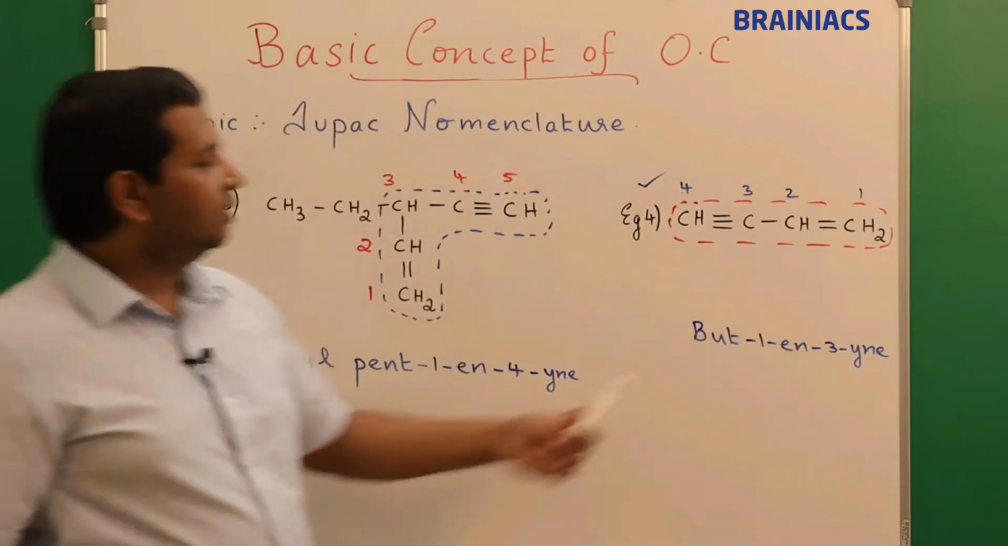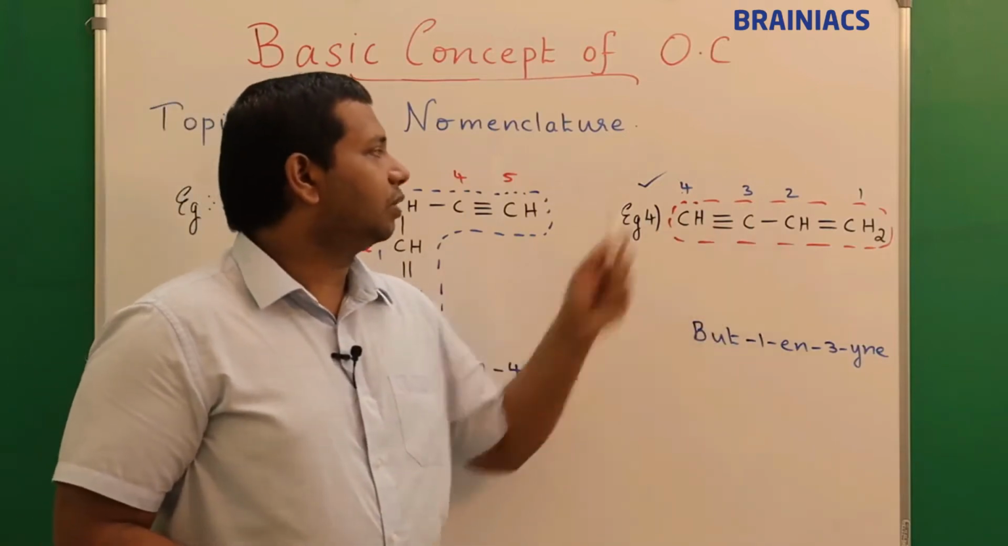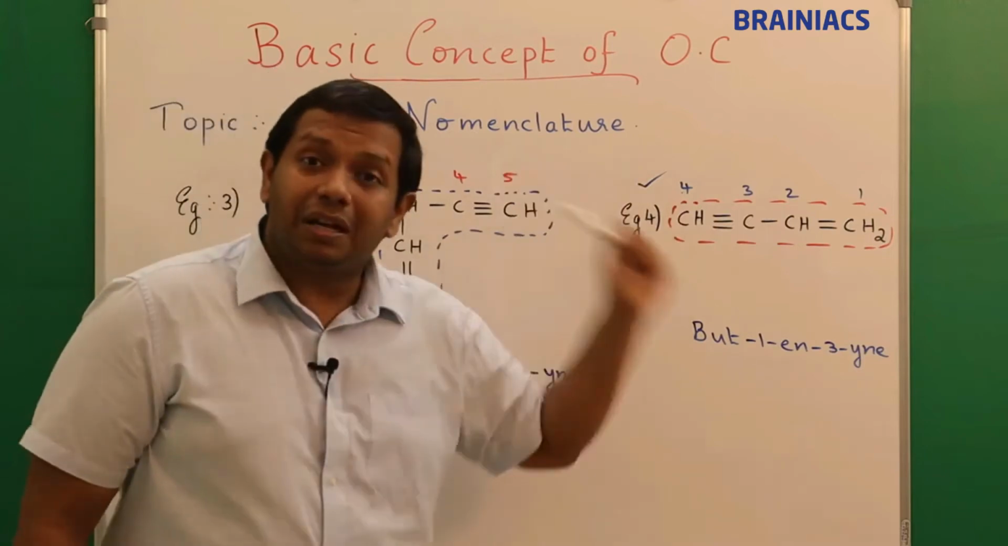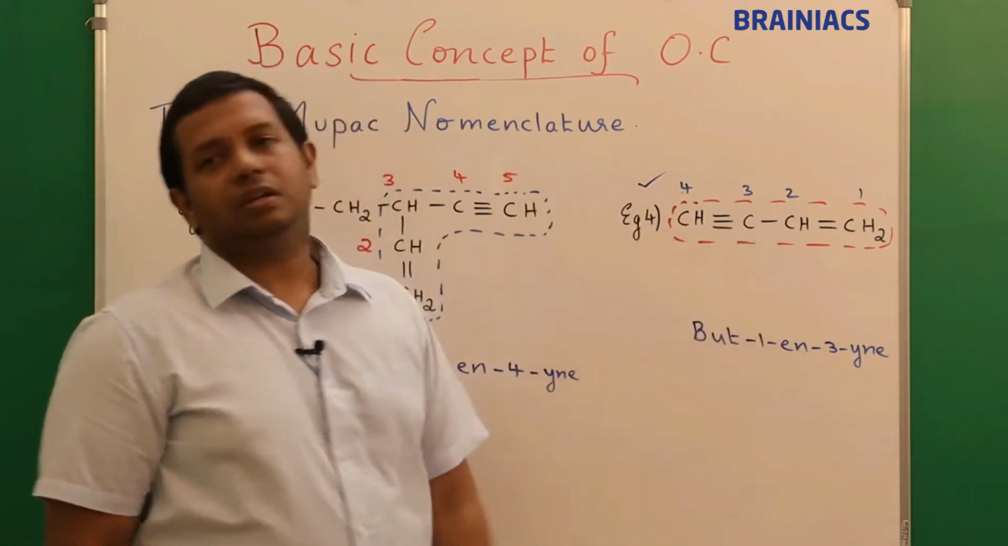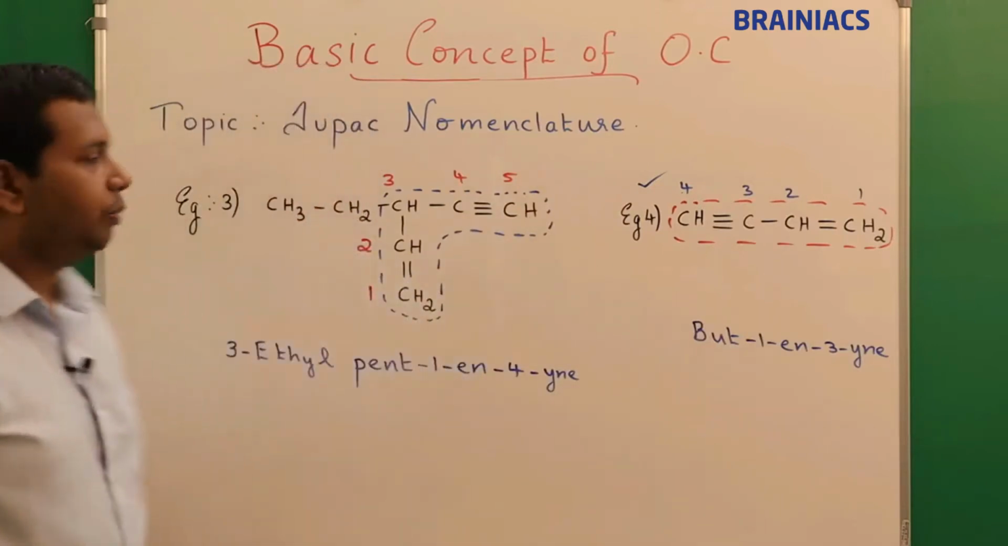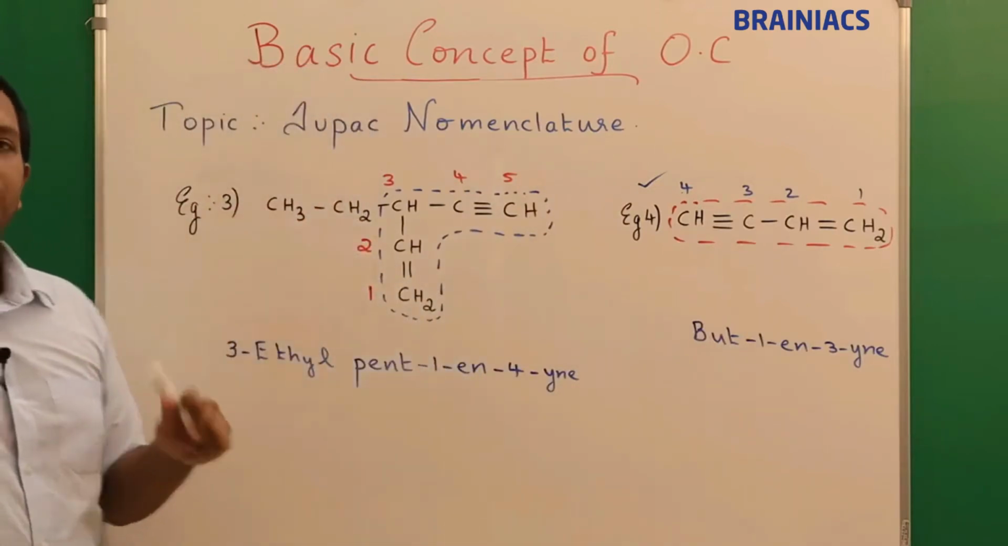So many students will get this wrong because they will give priority to the triple bond. So please remember the IUPAC rule. When there is a symmetrical condition, then you should follow what? Priority should be given to whom? Double bond. Okay. So I hope you understood both the examples. Now we will go to the next examples.